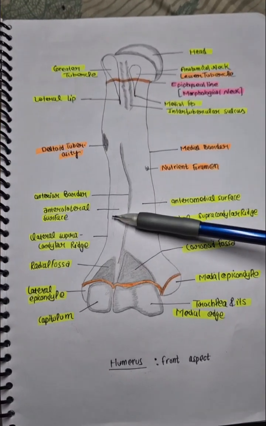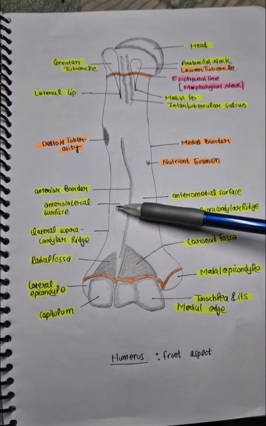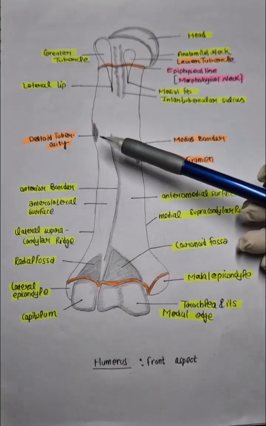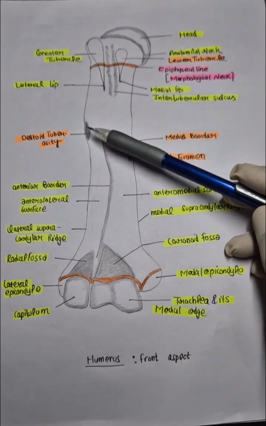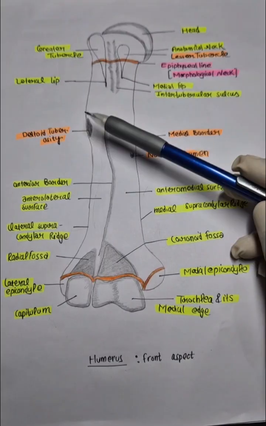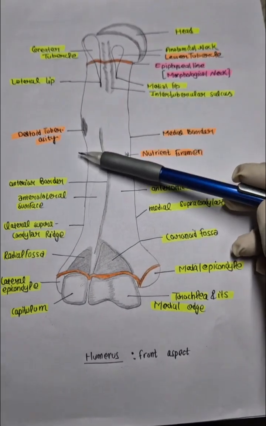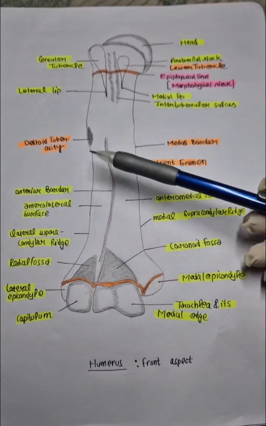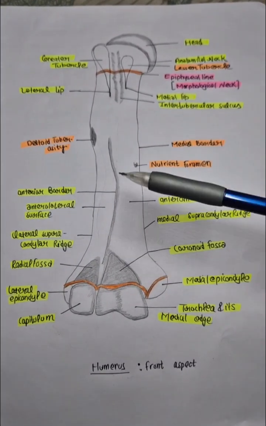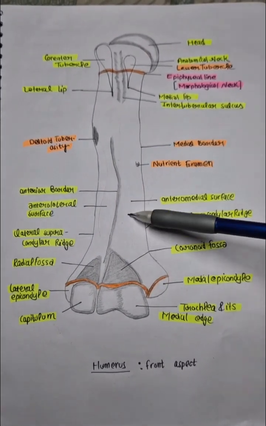Now we come to the anterolateral surface. This surface is present between the anterior border and the lateral border, and in its middle part a V-shaped deltoid tuberosity is present. Its upper part is covered by the deltoid muscle.